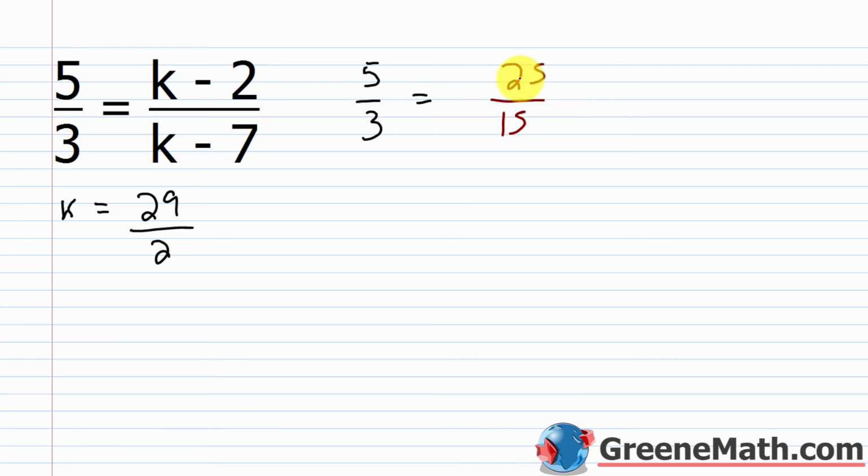25 is divisible by 5. 25 divided by 5 is 5. 15 is divisible by 5. 15 divided by 5 is 3. So when I simplify 25/15ths, I end up with 5/3. So you get 5/3 equals 5/3. So yeah, our solution k equals 29 halves is correct.